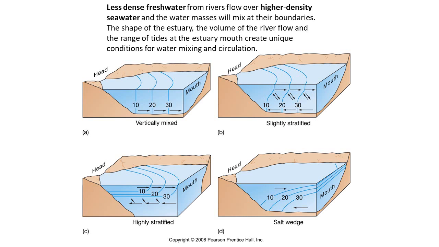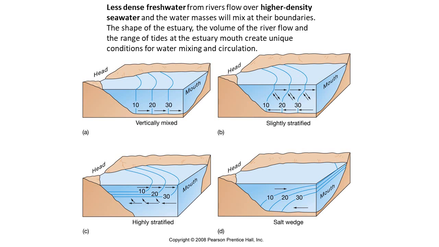So ibig sabihin dito, yung freshwater ay less dense. Kumbaga, mas magaan siya kumpara sa seawater. So, yung seawater ay mas mabigat. So, depending on the volume of seawater na pumapasok sa estuary or yung volume ng freshwater papunta sa dagat, so, merong difference ng mixing at saka ng circulation of water.